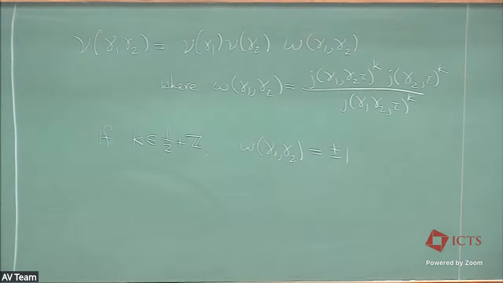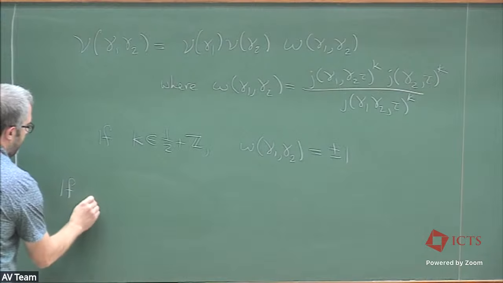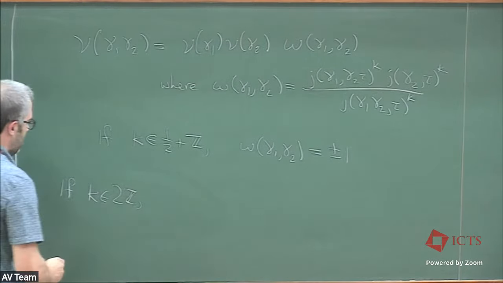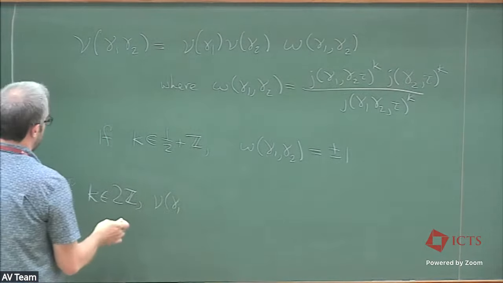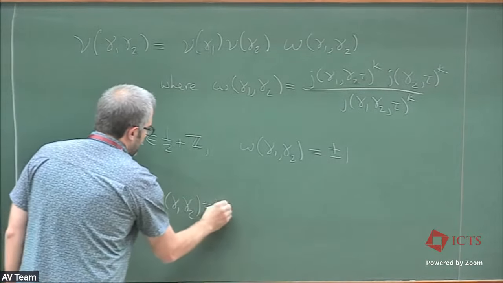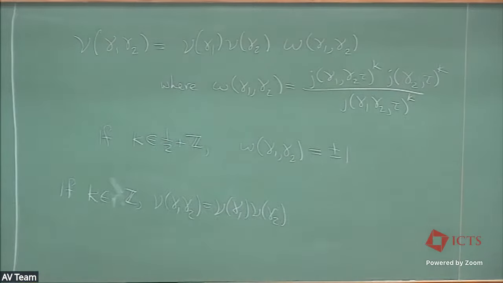All right, so there are a couple of examples of these, just so that we can be really concrete here. If k is an integer, what we get is nu of gamma 1 gamma 2 is equal to nu of gamma 1 nu of gamma 2. And so we really are just looking for a homomorphism, or a character of this group.